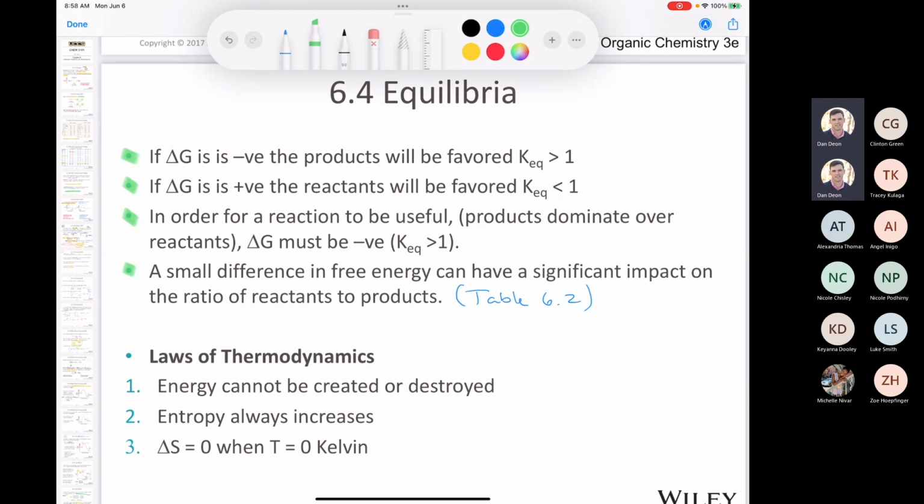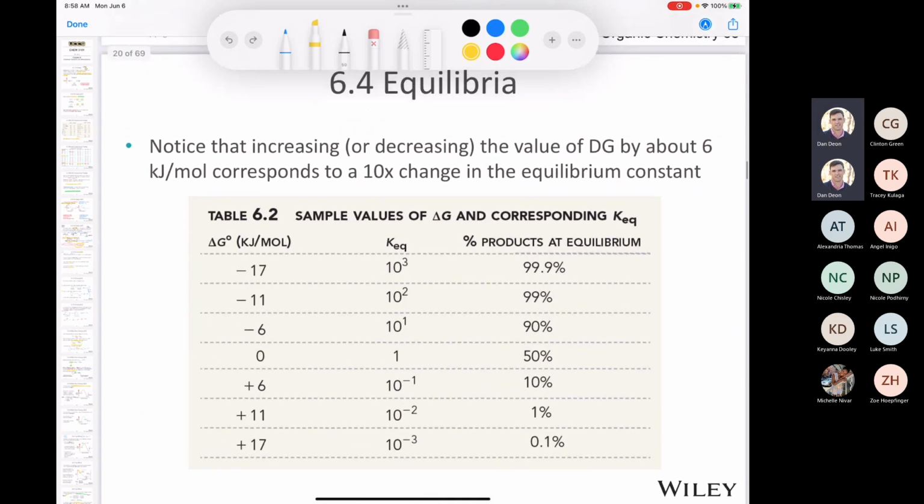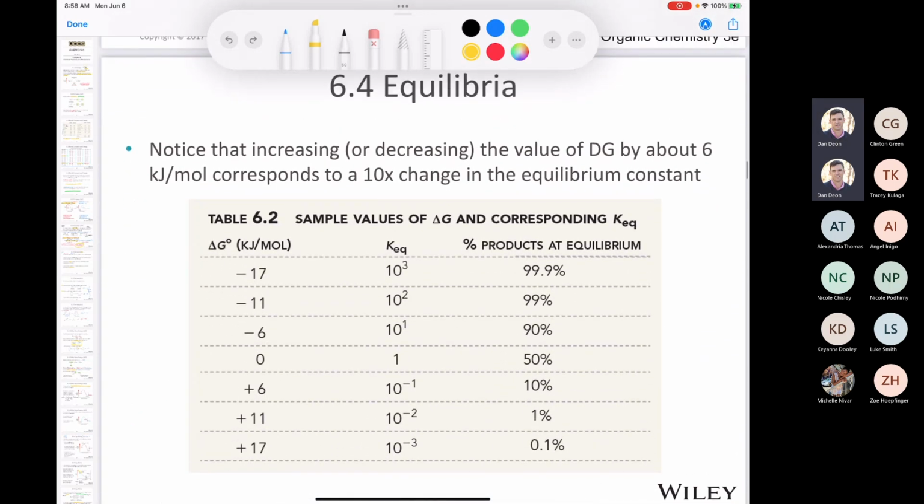After the first time I taught this class, I put this in here years ago just to remind you of the laws of thermodynamics. This is just kind of a SparkNotes version of the laws of thermodynamics. Number one, energy can't be created or destroyed. Two, entropy always increases. And the disorder of a perfect crystal at 0 degrees Kelvin is 0. So let's move on and take a look at that table, 6.2.